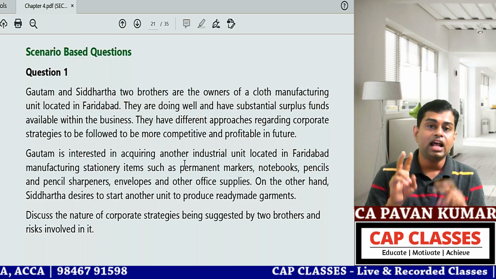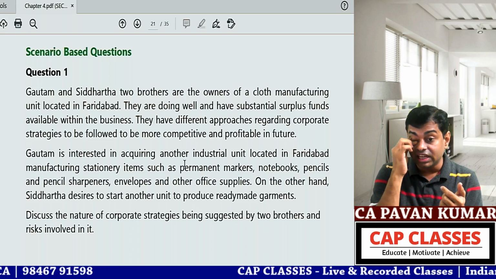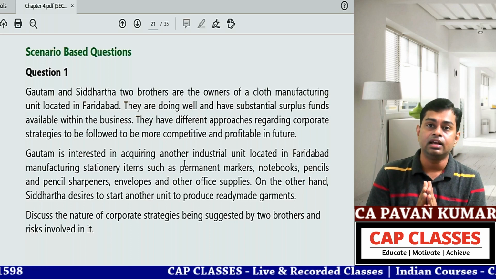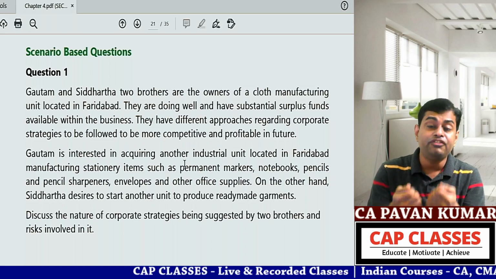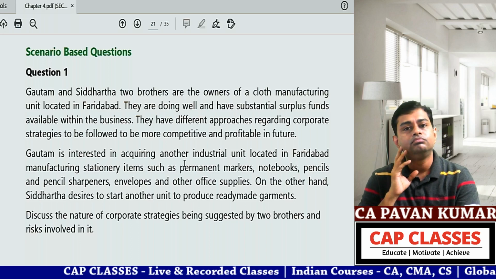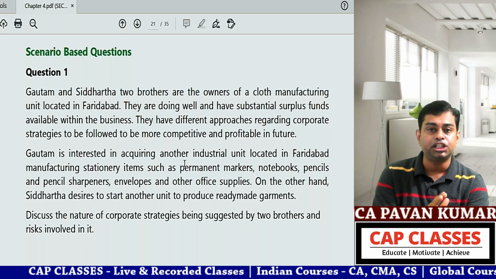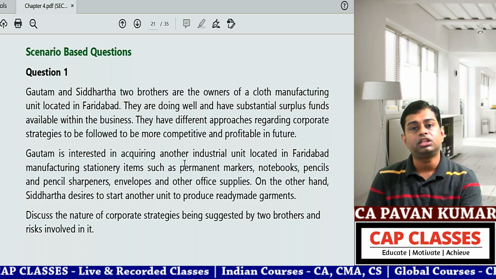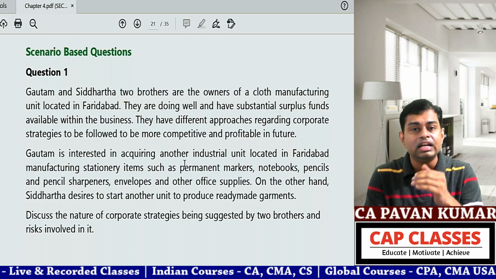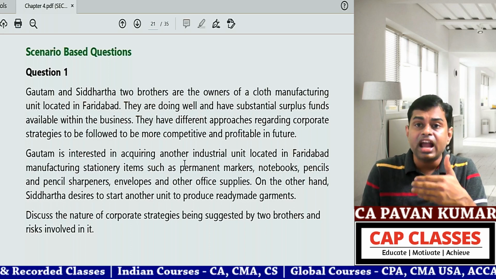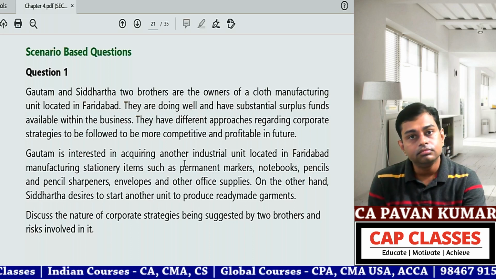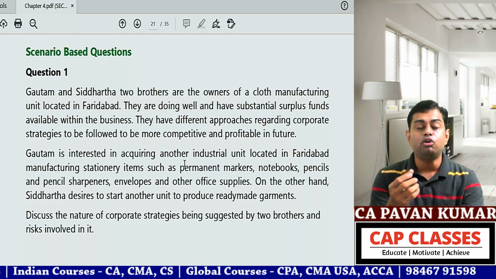Okay, so there are two brothers. They are doing one existing business. What is their existing business? Cloth manufacturers. Now they have a huge amount of money. One brother is saying, Bhaijaan, hum office supplies manufacture karenge. Pens, pencils, sharpeners, etc. So that is unrelated diversification, conglomerate diversification. Another second brother is saying, no, Bhaijaan, at present we are manufacturing cloth. Now we'll go one step ahead, and let us manufacture shirts and pants, and then we'll sell it. So both the brothers are speaking about diversification only.